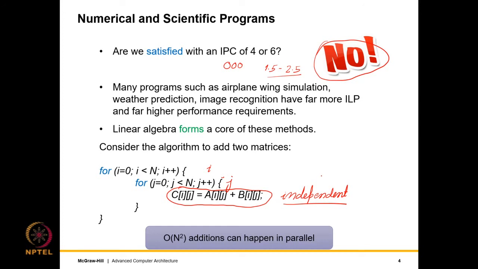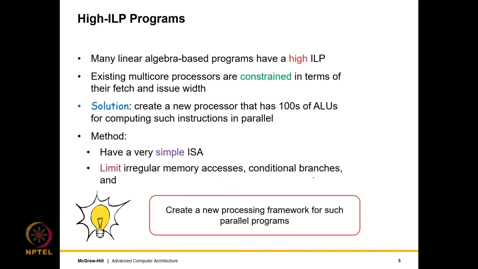The reason is we consider n square points, and all n square points can be processed in parallel. All of these order n square additions can happen in parallel. And that is exactly why we are not satisfied with the meager IPC that we get. We need a different computing platform. So what's the big deal with these high-ILP programs? Many of these linear algebra based programs that deal with matrices, regardless of the matrix operation, have an extremely high degree of ILP.